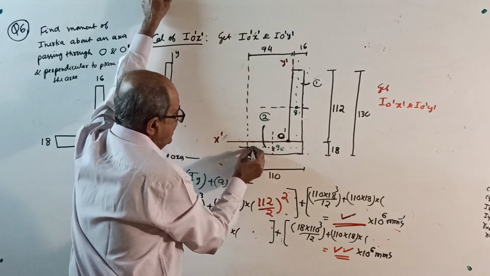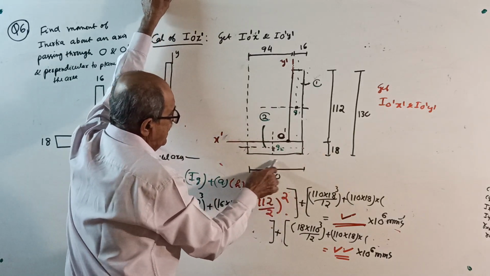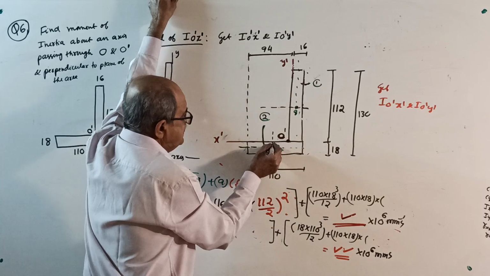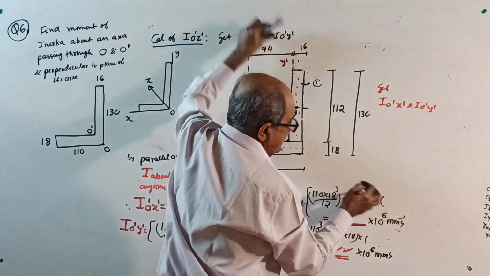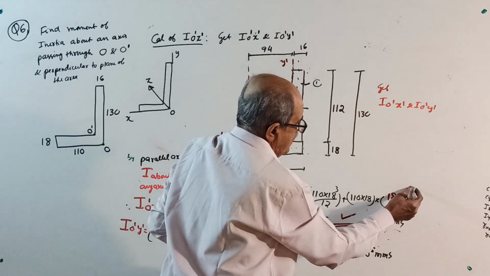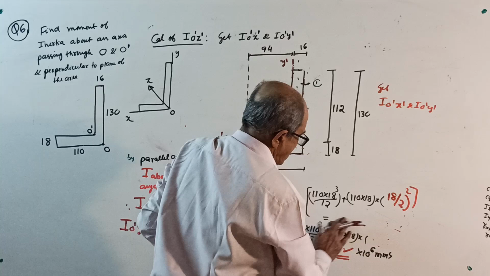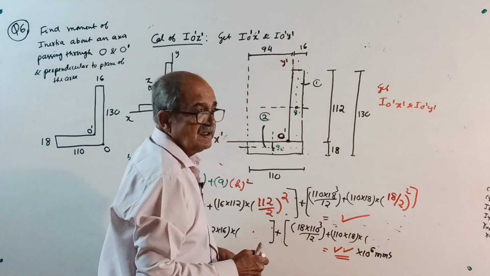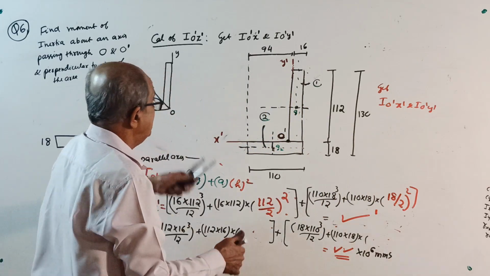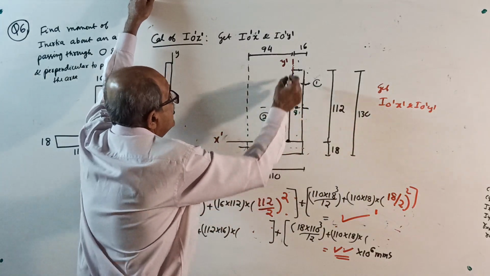First I about its own axis. 110 into 18 cube by 12 plus area into this distance square. That is directly 18 by 2 square over 18 by 2 whole square. Calculate. Imagine the answer is right dash. Right dash is the answer. Then I about O dash Y dash.